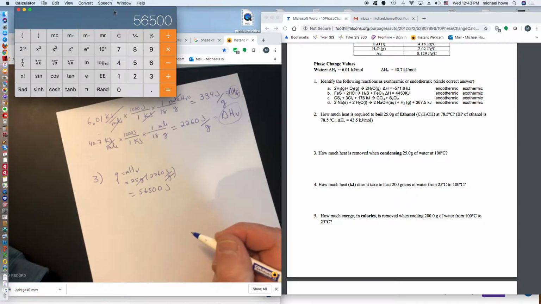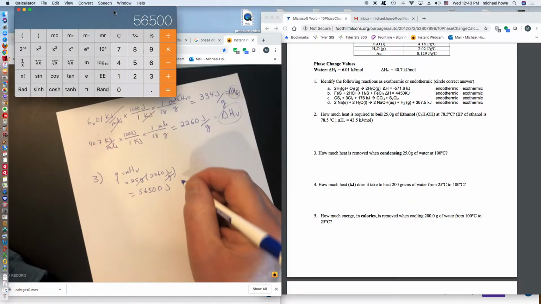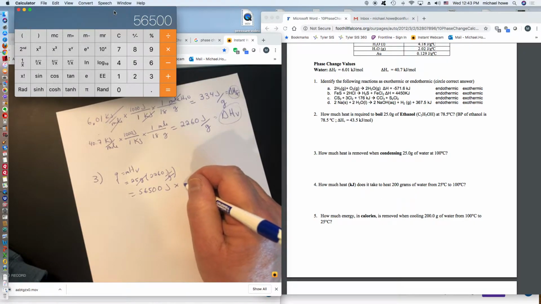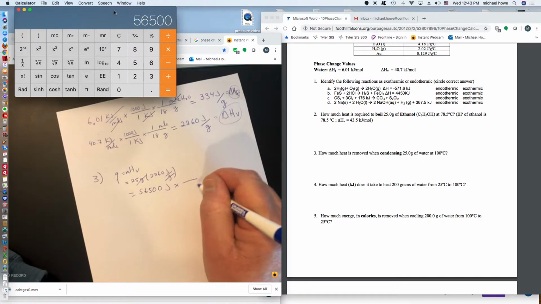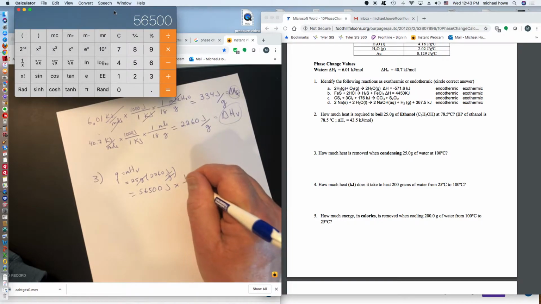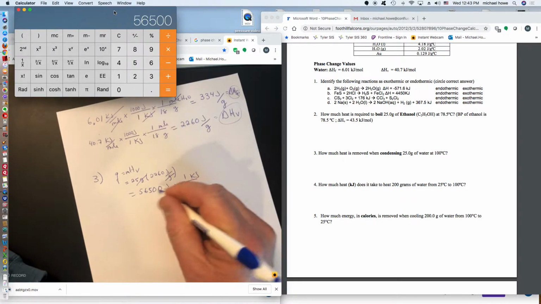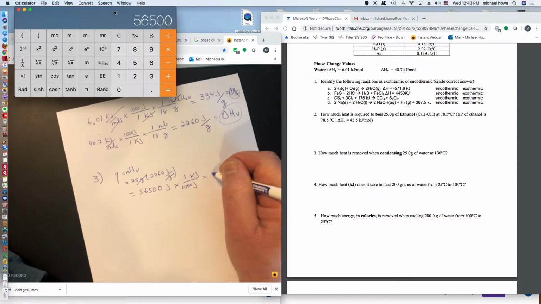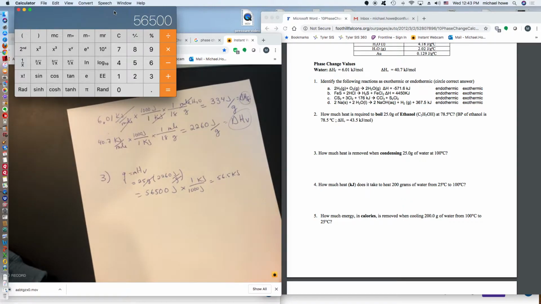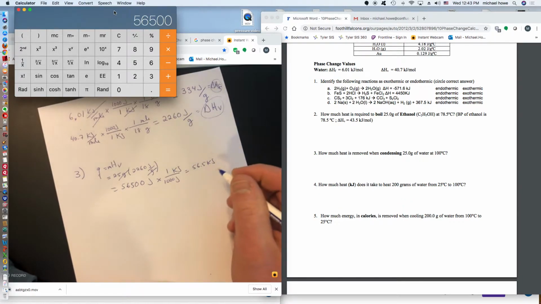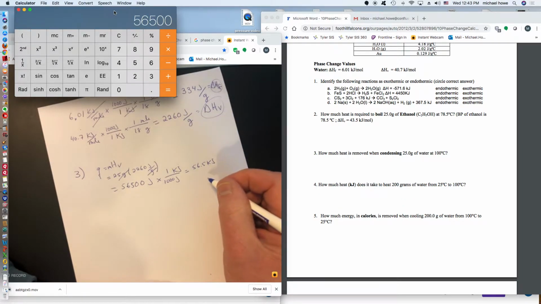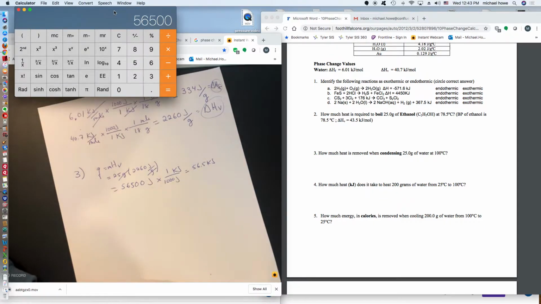Now, often, since this is a kind of a big number, you'll see these answers expressed in kilojoules. So if you wanted to make it go into kilojoules, you just do 1 kilojoule, 1,000 joules. 56,500 divided by 1,000 is 56.5 kilojoules. Now, would that be an endothermic or exothermic process? Well, it says in our question that you're condensing and you're removing heat.